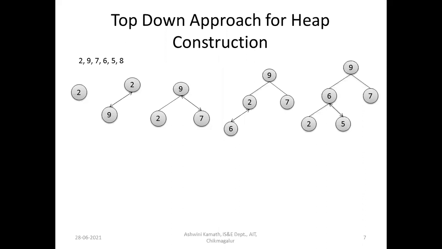Now 5 is lesser than 6, so you need not change anything, it's a heap. So insert the next number into the tree. To the left of 7, you insert 8.